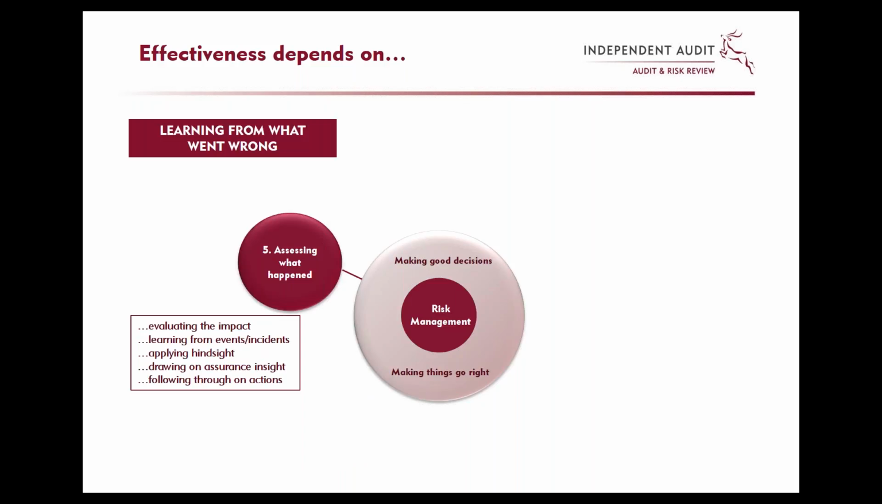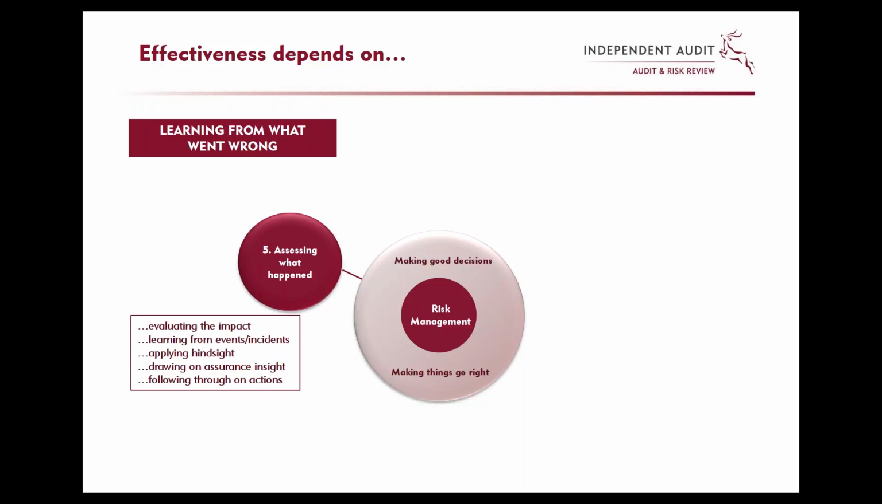The last area is this question of learning from what went wrong. In terms of assessing the effectiveness of risk management, it's so important to look back and actually try to see what the impact of the risk management actually was, and also learning from events and incidents where risks have actually crystallized, and seeing what might have been done differently, might the risk management system have worked better, or how management actually responded to those events, and then adjusted the approach to thinking about risk or how the risk is being mitigated.